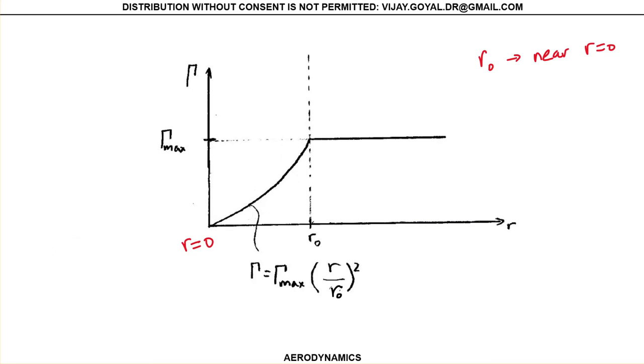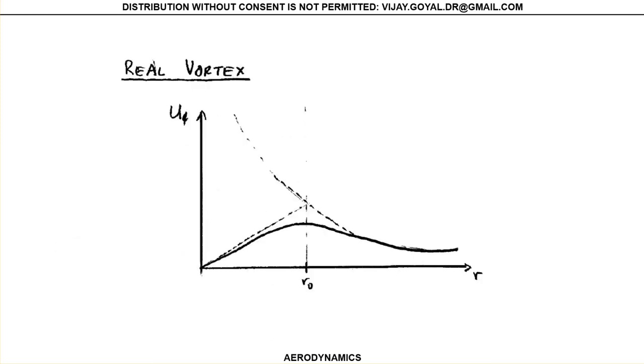What you really have in real life, your vortex is actually neither like this, nor like this. It's actually something along this line. Okay, this is your real vortex. The others are idealizations and approximations that we use to simplify our analysis.